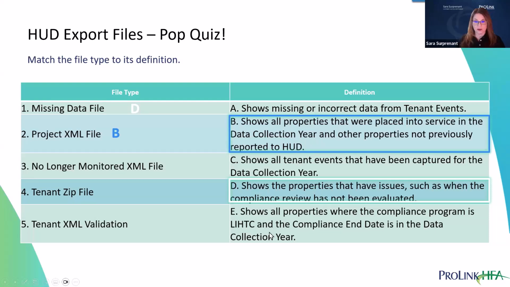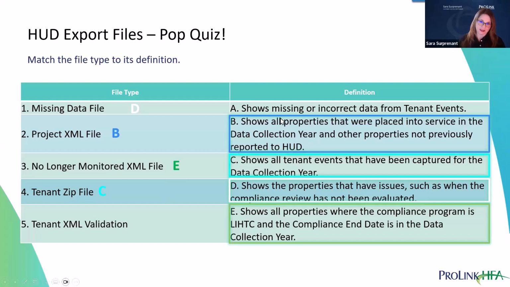So the no longer monitored XML file shows all properties where the compliance program is LIHTC and the compliance end date is in the data collection year. No longer monitored file is going to be E. Your tenant zip file shows all tenant events that have been captured for the data collection year. That answer is going to be C. And then the tenant XML validation file is going to show missing or incorrect data from your tenant events. There we go.